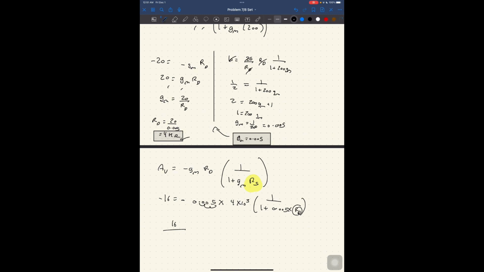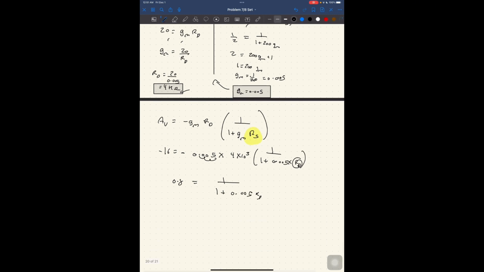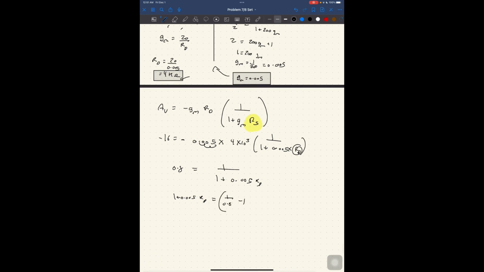5 times 4 is 20, is equal to, so this is 4 over 5, or 0.8, is equal to 1 over 1 plus 0.005 RS. In other words, 1 plus 0.005 RS is equal to 1 over 0.8, minus 1, all over 0.005, is equal to RS, and therefore RS is equal to 50.